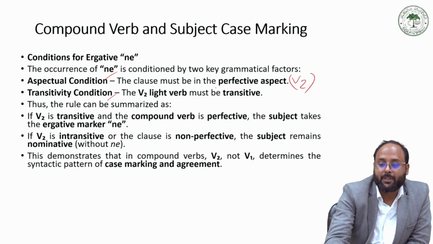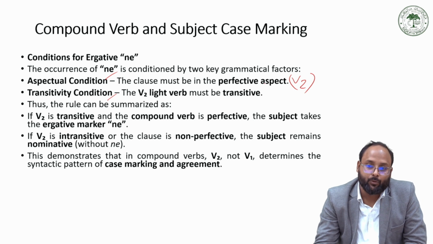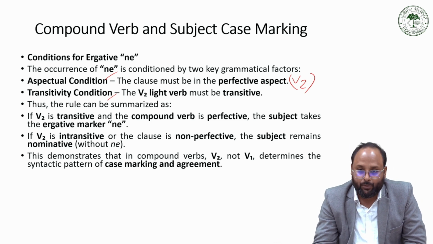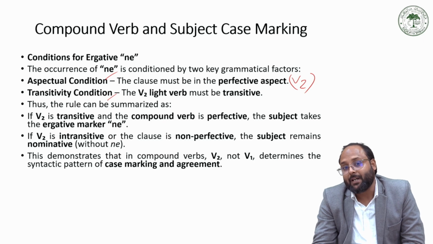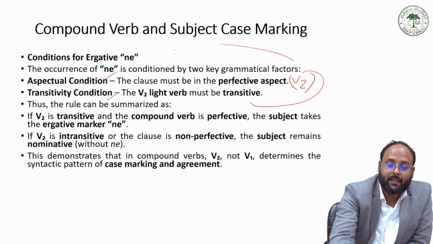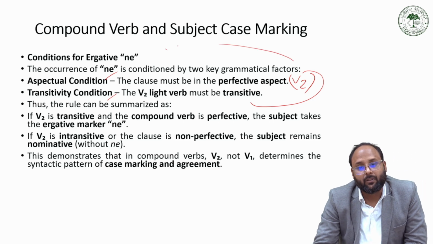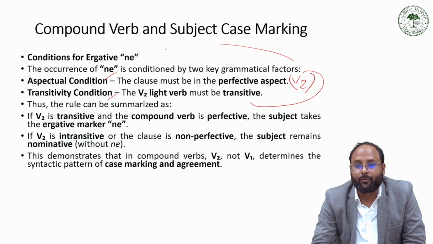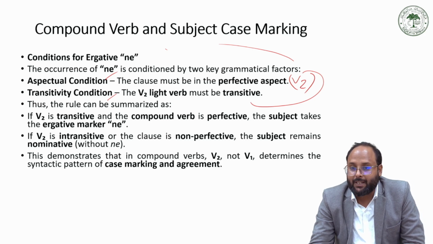So the clause must be in the perfective aspect. When the V2 is perfective, the clause will be in the perfective aspect. And the V2 light verb must be transitive. So in both conditions, the subject takes the ergative ne. So there is no role of the main verb, whether the main verb is transitive or intransitive.